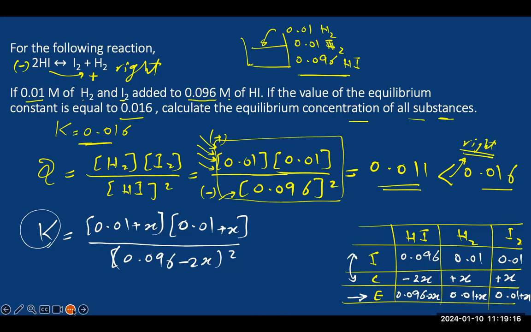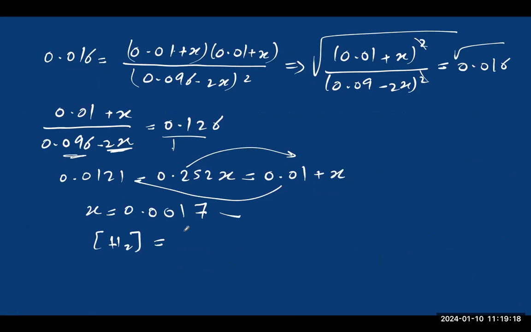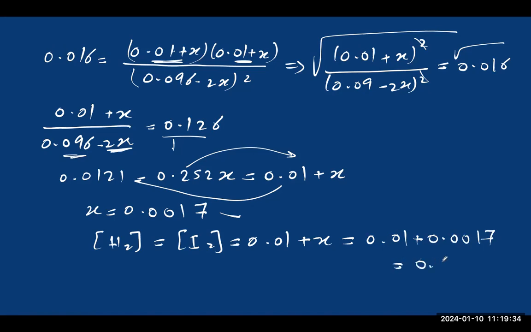So we'll go here and substitute for them. H2 and I2 have the same value. It will be 0.01 plus x, because here they have the same value. This is a concentration at equilibrium, so 0.01 plus 0.0017, so it will be 0.0117 molar. Okay, the concentration of I2 will be equal to this.